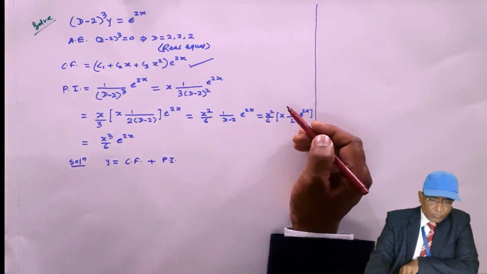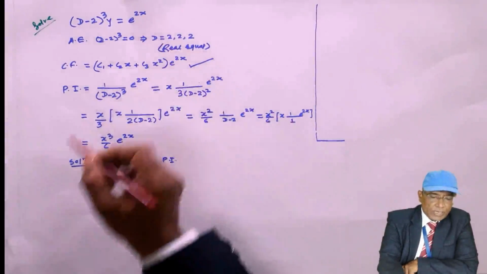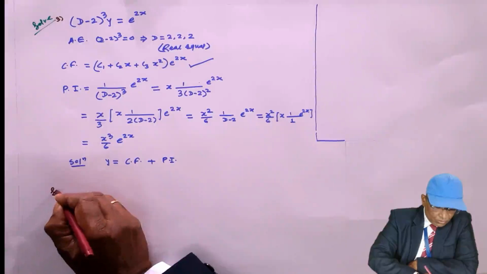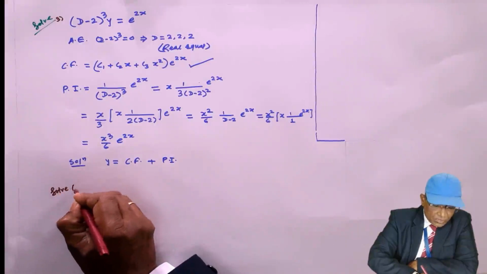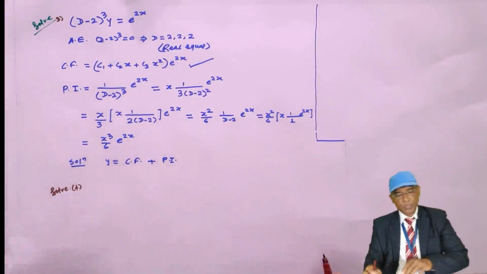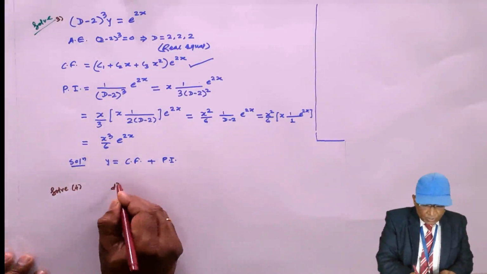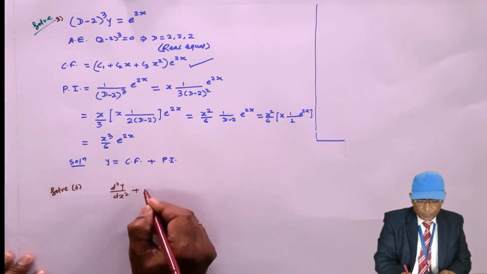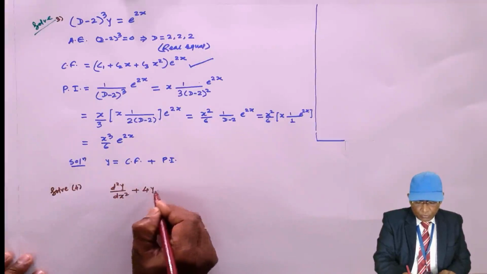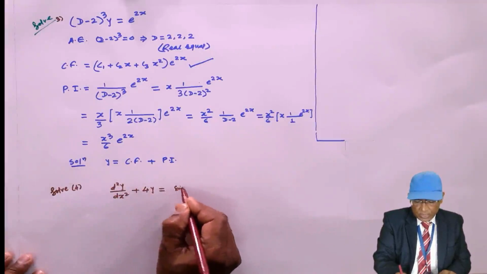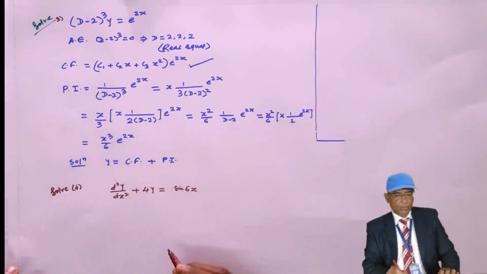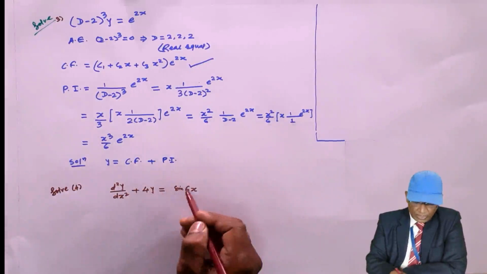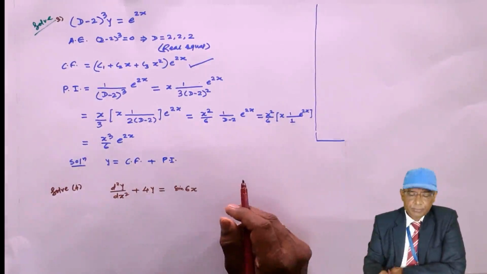Okay. Now in the next sum, we'll deal with the sine and cos function. See, d2y by dx square plus 4y is equal to sine 6x. Its numbers may get changed. Instead of 4 and 6, you may be given any number.